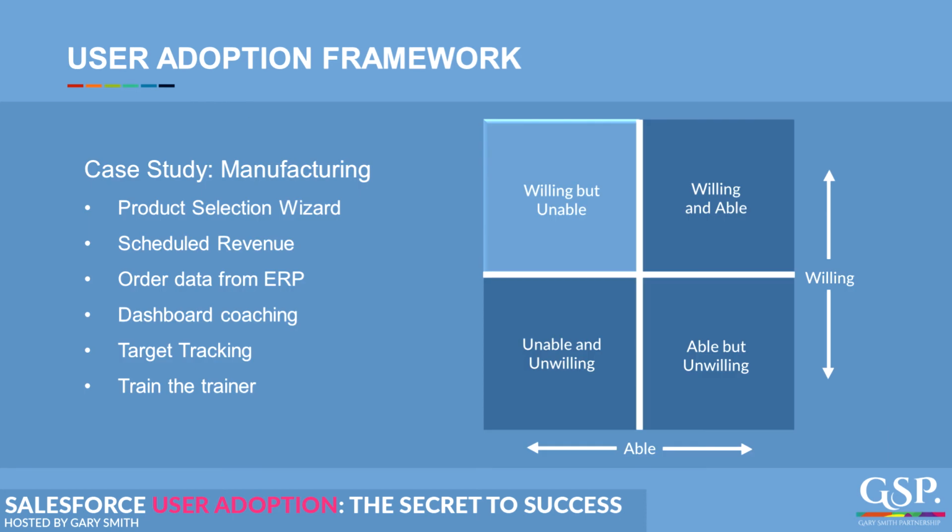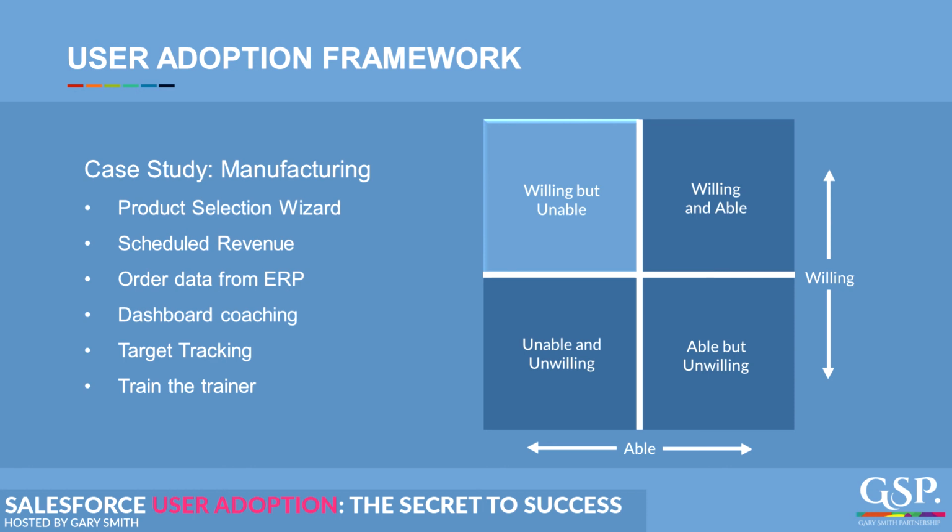So this second example is from a manufacturing company, and there we concluded most people were willing to use the system. They simply weren't very able to use it. For example, the system Salesforce hadn't been adapted to meet their needs. So what did we do about that?